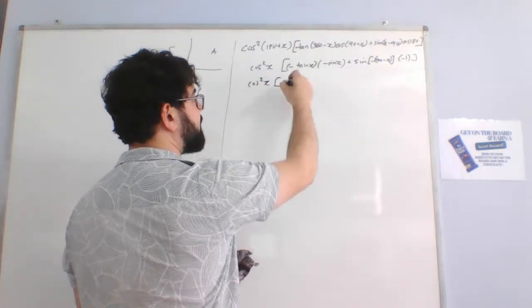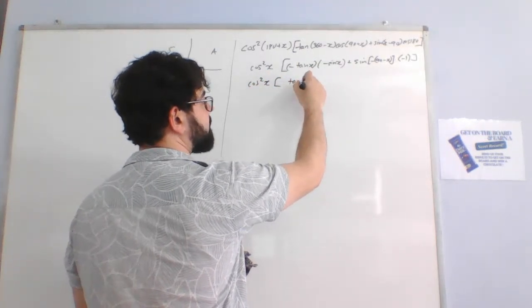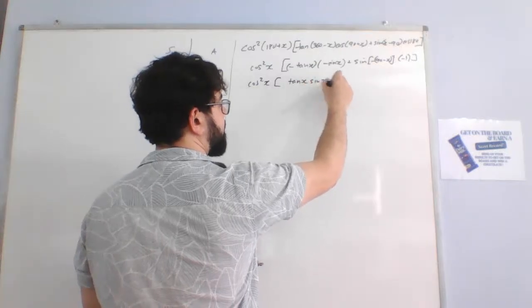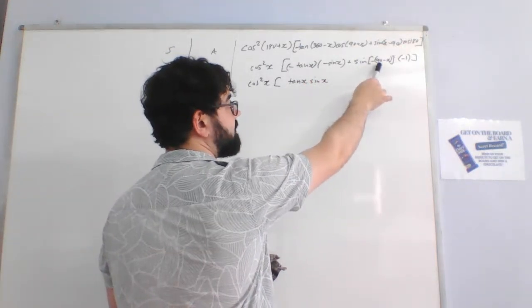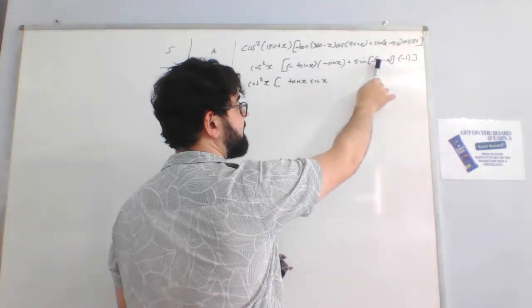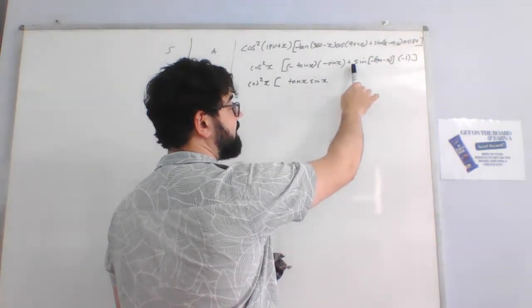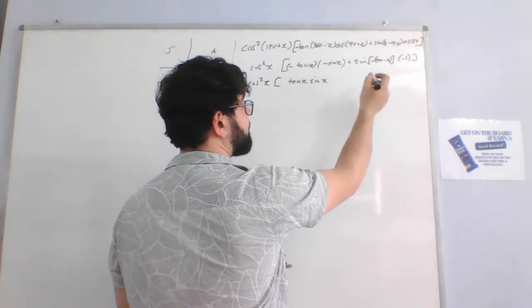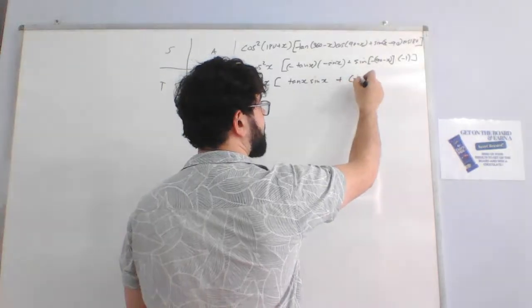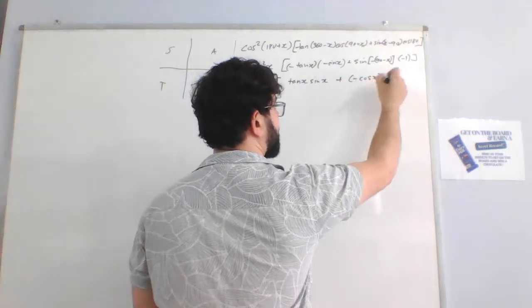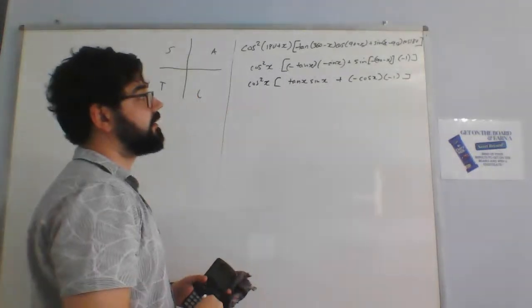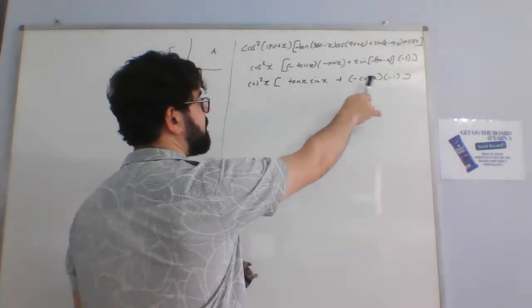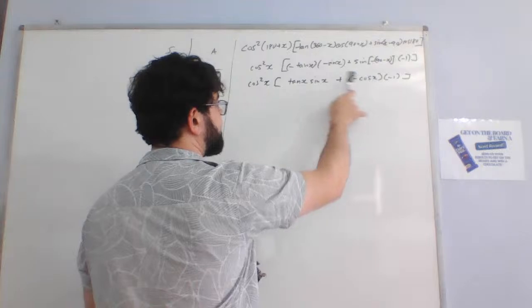Negative times negative is going to be positive tan x sine x. Right? And then over here we've got sine of negative 90 minus x, it's going to become negative sine. And then it becomes negative cos, times -1. And yeah, so again, we just need to multiply these two.